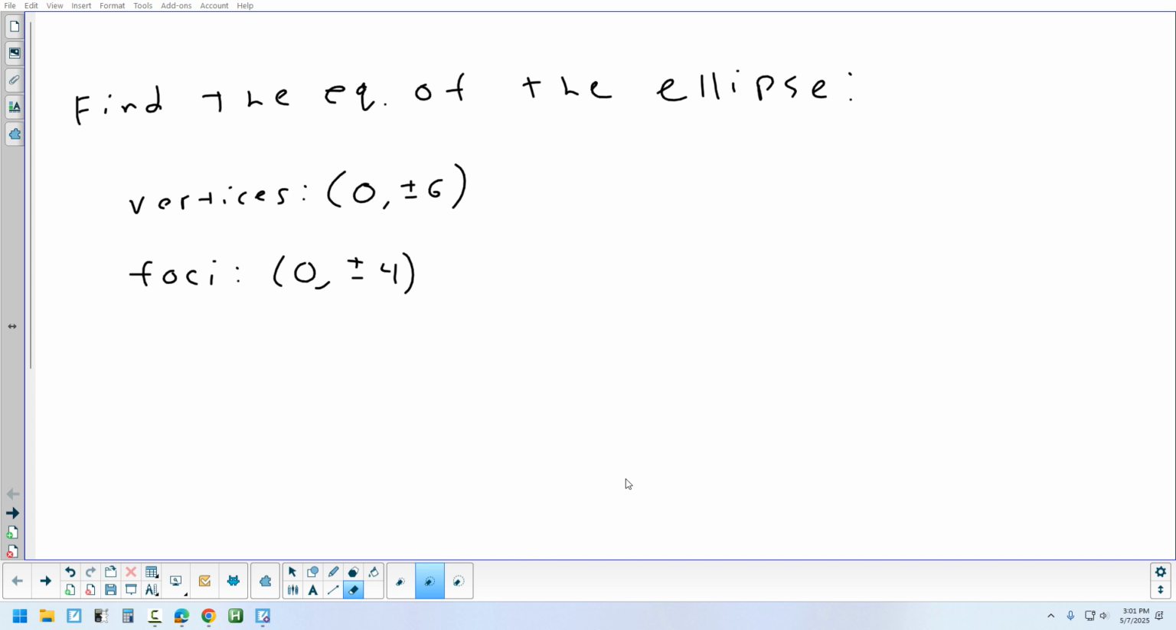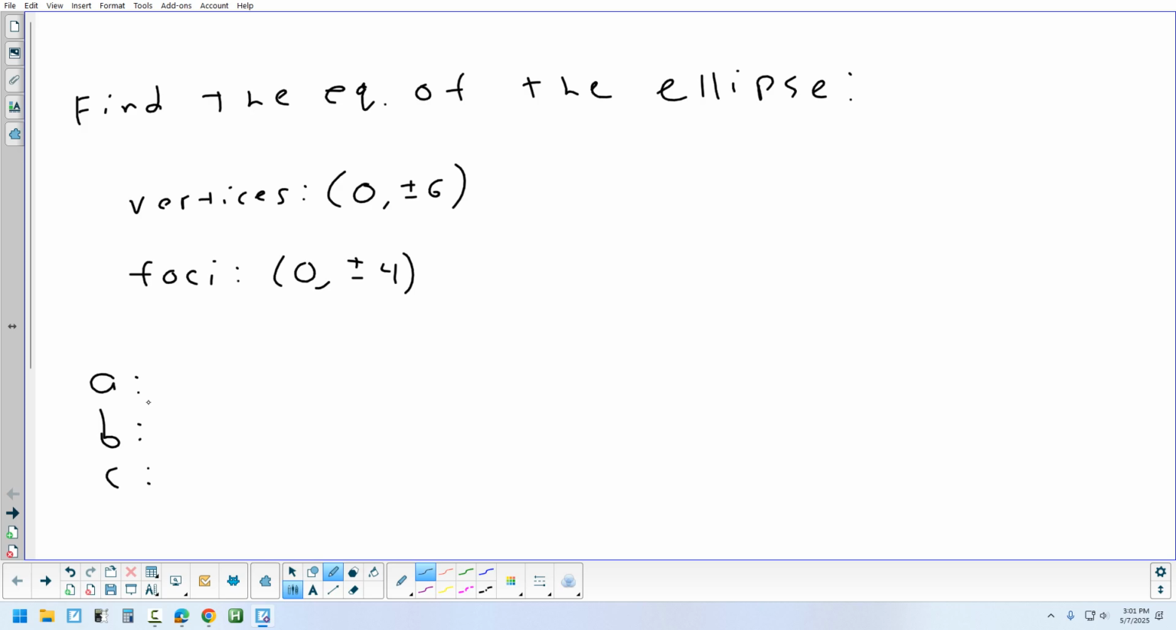So first question we're going to look at is for an ellipse, and it's finding the equation. So the first thing we want to do is see if we can identify the center, because that's missing, and then we can figure out our A, B, and C. Okay, so with the information they've given us, we can figure out the center.